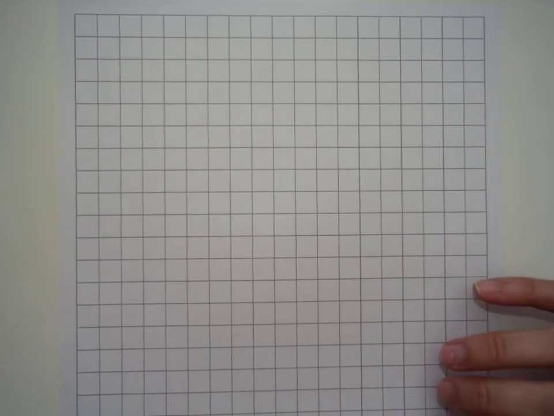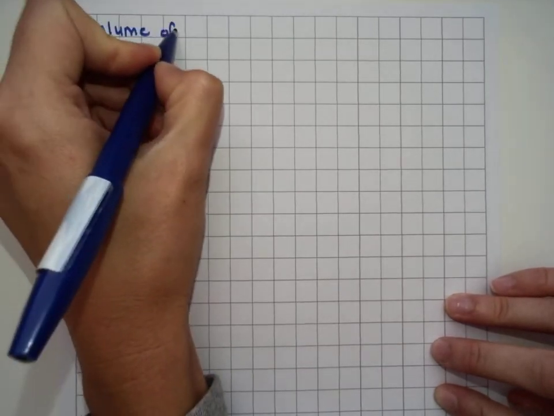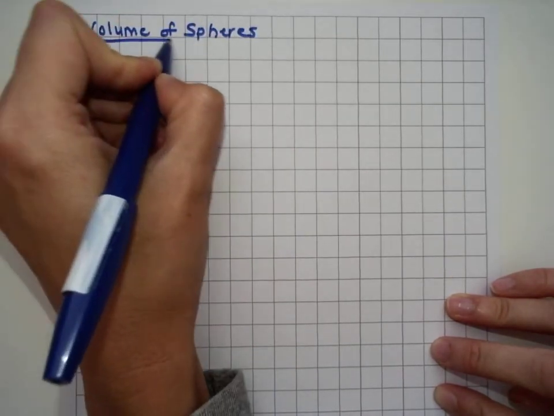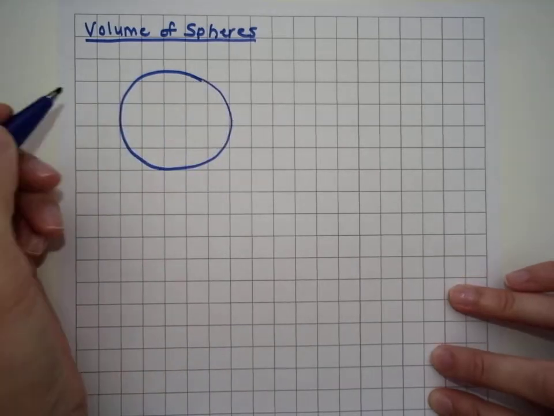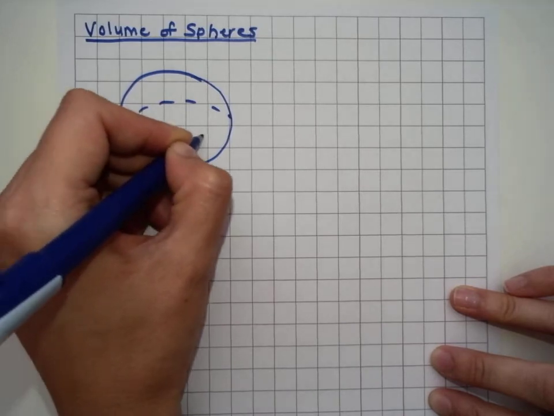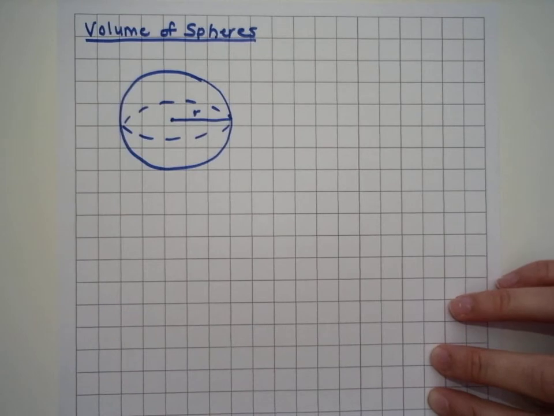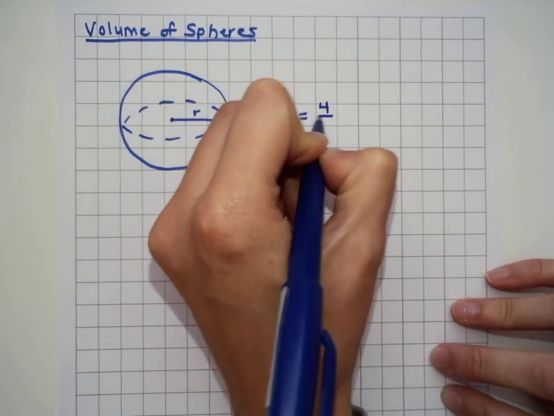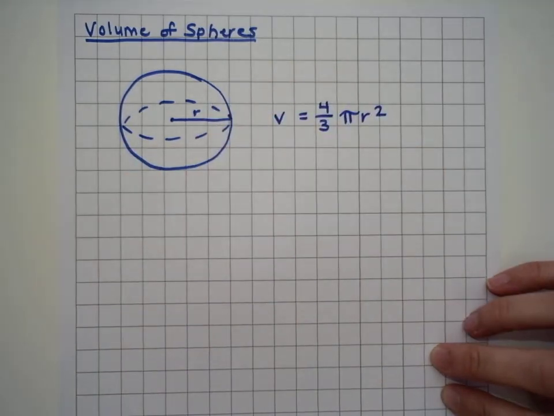Okay, today we are going to be finding the volume of spheres. So spheres are just 3D balls, like a soccer ball. And so calculating how much space is inside of a soccer ball, we're going to be using the radius again. And the volume equals 4/3 times pi r squared.